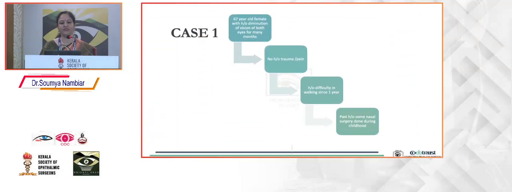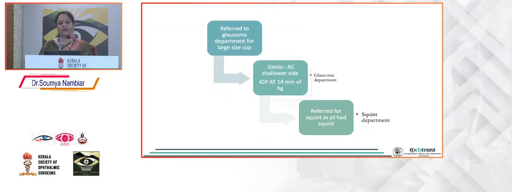So I had a case of a 67-year-old female. She came with a history of diminution of vision in both eyes since many months. Initially, she presented to the general ophthalmology OPD. There was no history of trauma, and a history of difficulty in walking since 1 year. There was a past history of some nasal surgery during childhood. She was first referred from general ophthalmology to the glaucoma department because of the large cup that the doctor observed. In the glaucoma department, a gonioscopy was done, the AC was found to be shallow, but IOP was on the normal side.